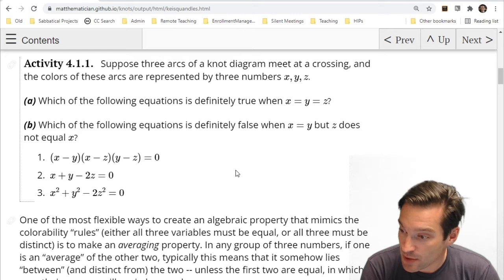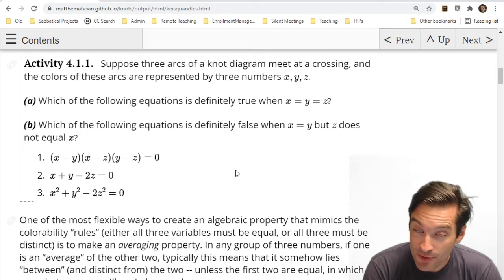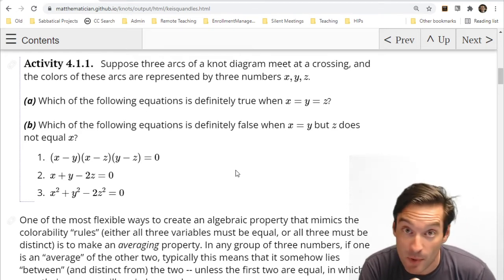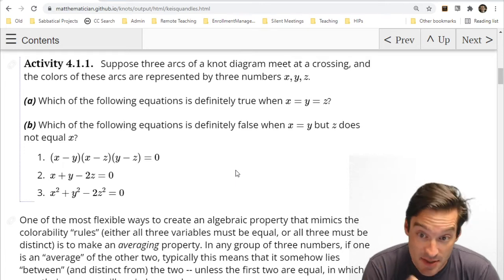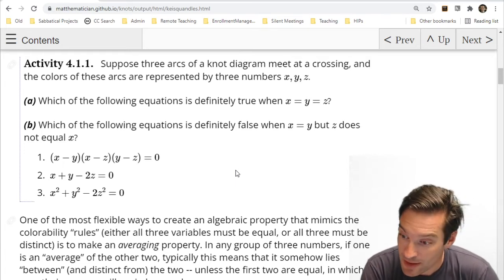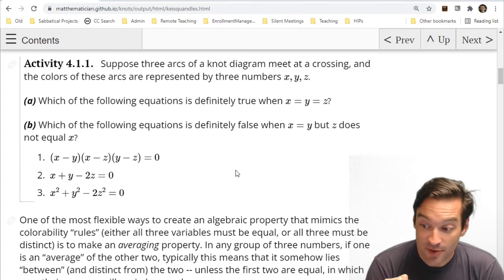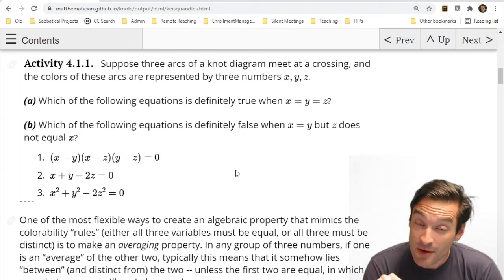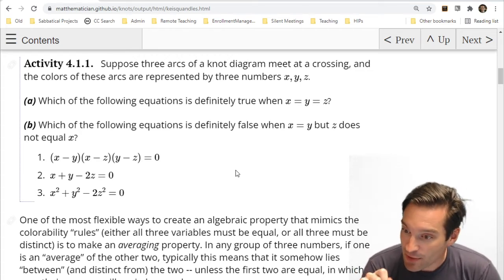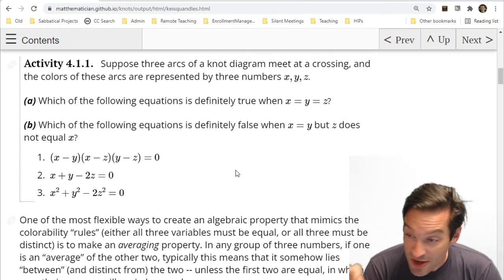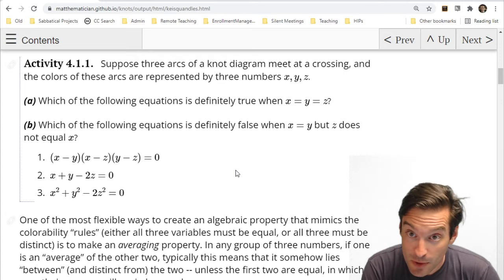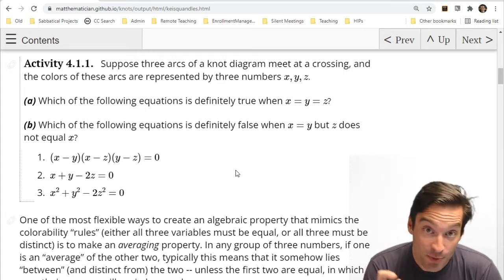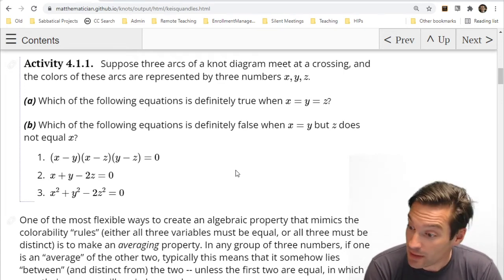And then which one of these equations is definitely going to be false in the case that we want not to happen, where X and Y are the same, but Z is different from the others. So three different possibilities here, equation 1, equation 2, equation 3. With your team, take about 15 minutes or so and figure out which of these equations is definitely true in the case when the three colors are equal, and which is definitely false when two of the colors are equal, but the third one is not equal to the others.